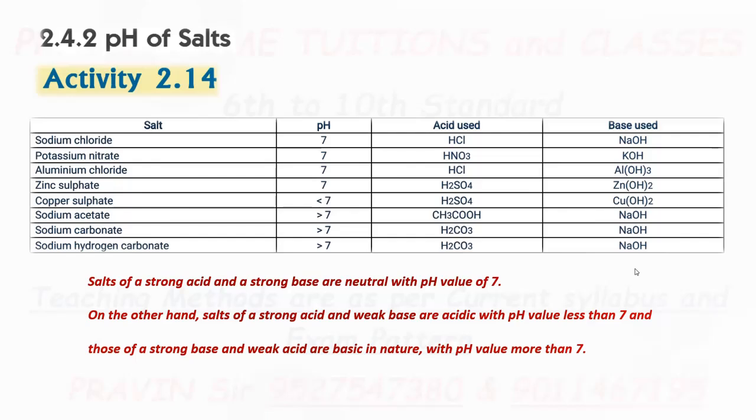So here the table indicates pH value of salts based on how these salts are formed. Strong acid, strong base reaction; strong acid, weak base reaction; weak acid, strong base reaction.